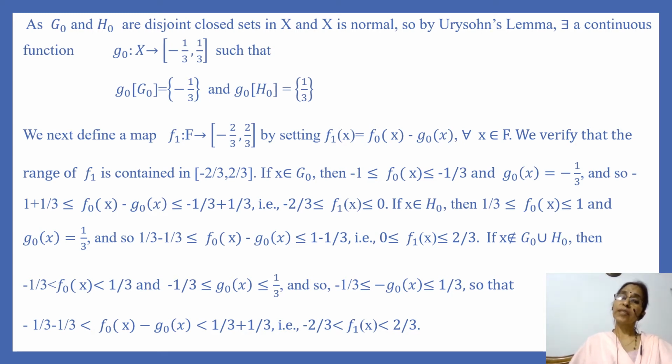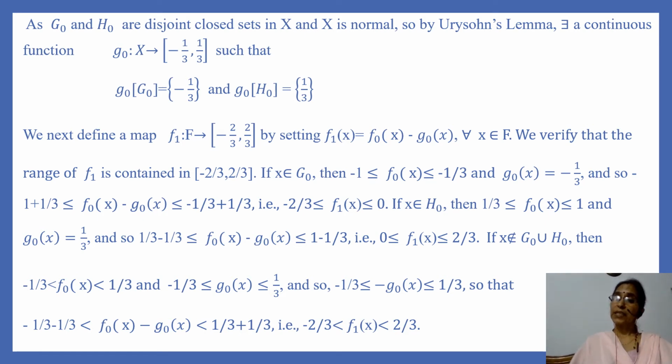If we take any point x in g naught, then by definition of the set g naught, f naught x lies between -1 and -1/3. And g naught x is equal to -1/3. And so -1 + 1/3 is less than or equal to f naught x minus g naught x, which is less than or equal to -1/3 + 1/3. That is, we can check f1 x lies between -2/3 and 0.